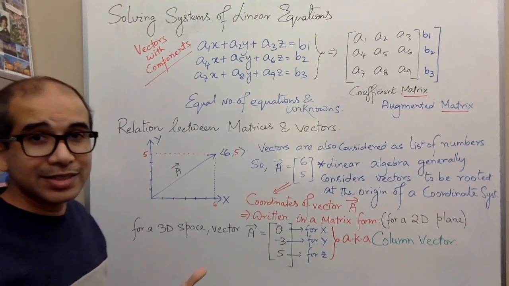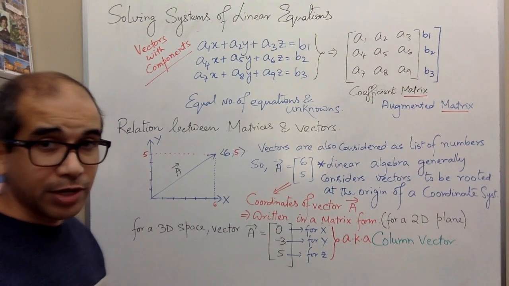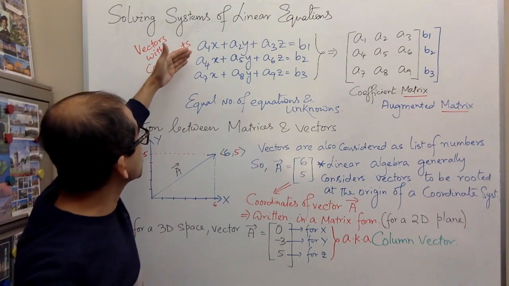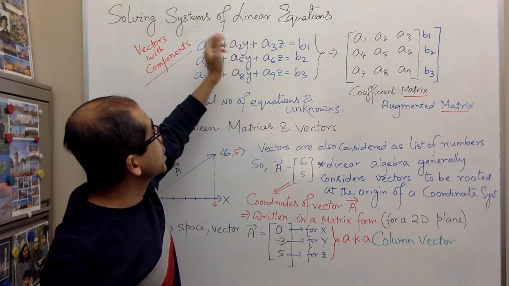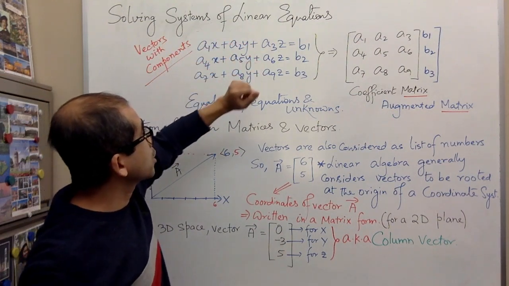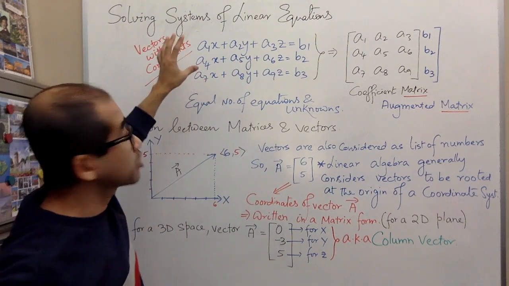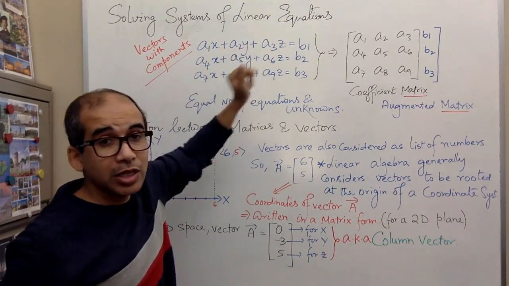Let's discuss solving systems of linear equations. Okay, that is very important. You see, we have three equations: a1x, a2y, a3z added together equal to b1. These are linear equations with three components. Okay, x, y, and z components.